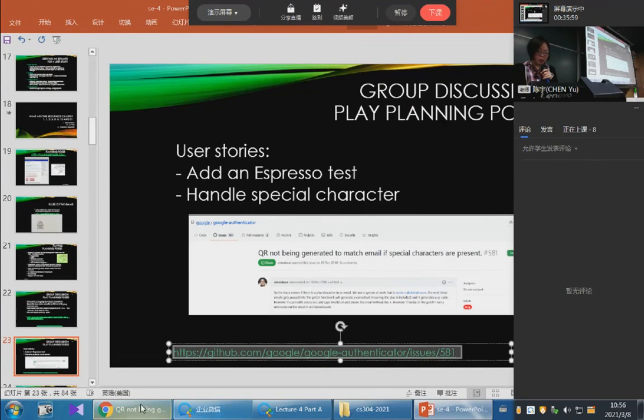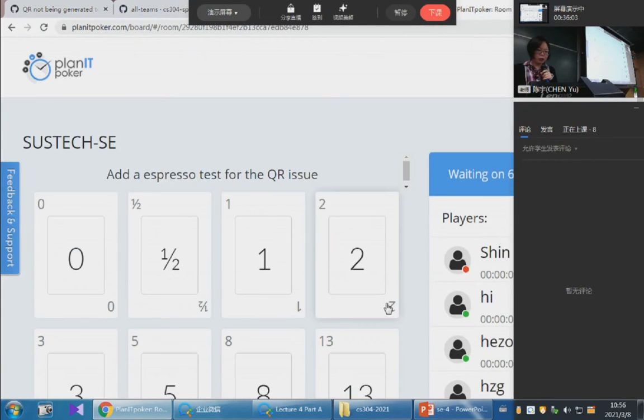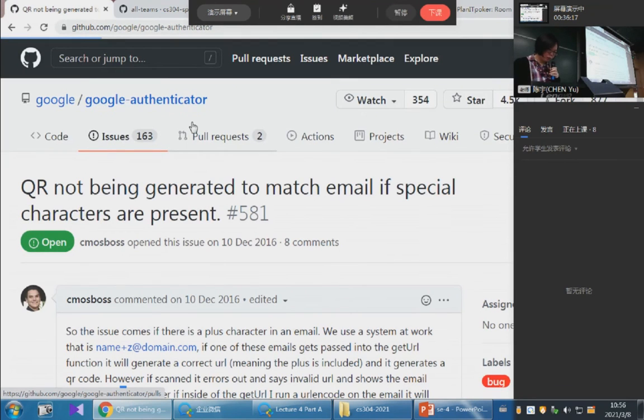So this is basically the user story that we are going to work on. The goal is to implement these issues. If you want to implement these issues, I think this is an app.